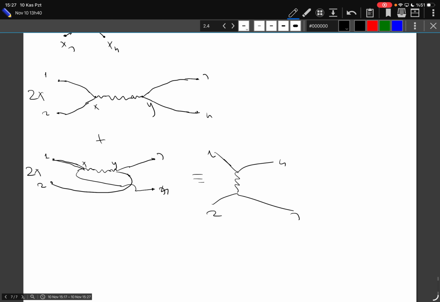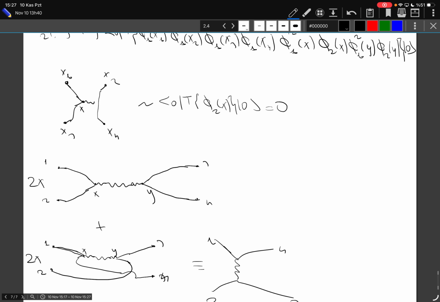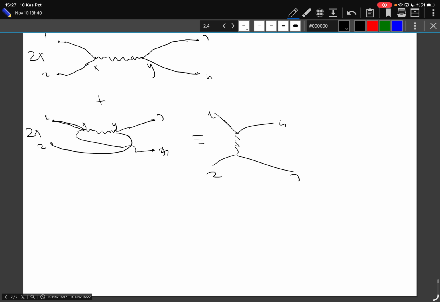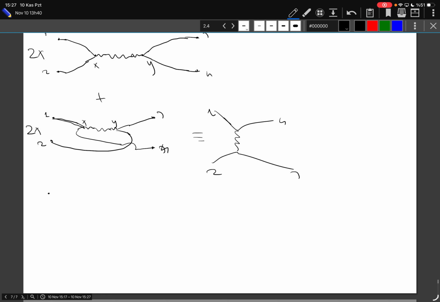Why don't you count 1 interacting with first 3? What do you mean? 1 connecting directly to 3? Yeah, like S, T, U, and the last channel. So you are asking about this one. Why don't we have, for example, no, not this one. Yes.